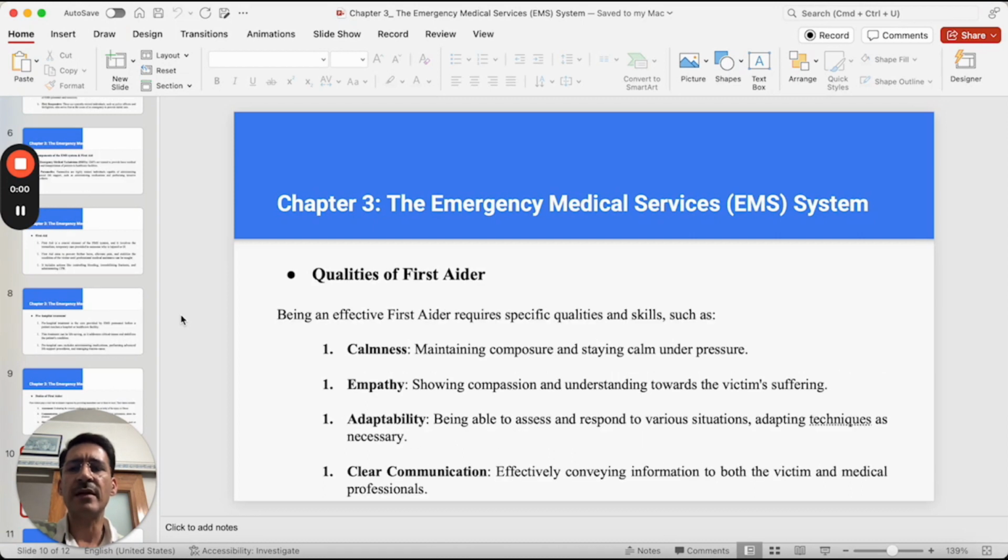Qualities of the first aider. Being an effective first aider requires specific qualities and skills such as calmness, maintaining composure and staying calm under pressure. Empathy, showing compassion and understanding towards the victim's suffering. Adaptability, being able to assess and respond to various situations, adapting techniques as necessary. Clear communication, effectively conveying information to both the victim and medical professionals.